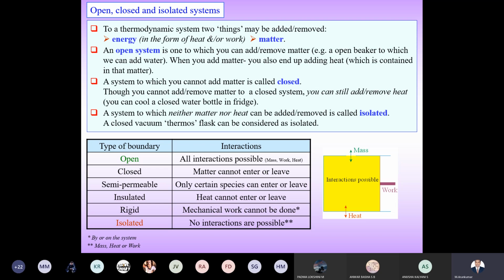Then the isolated system. For example, a closed vacuum thermos flask. We can add neither matter nor energy. That is called an isolated system. Some more systems are available, but we don't need to bother about that. So these are the three basic types of systems: open system, closed system, and isolated system.